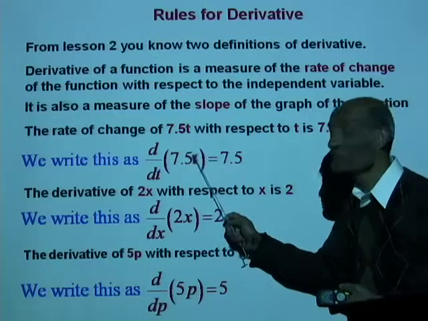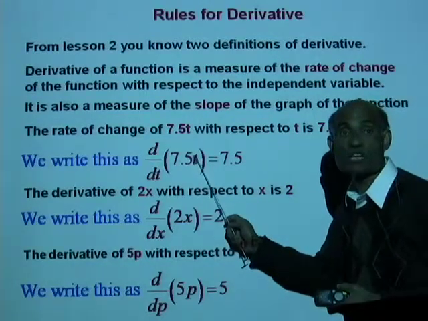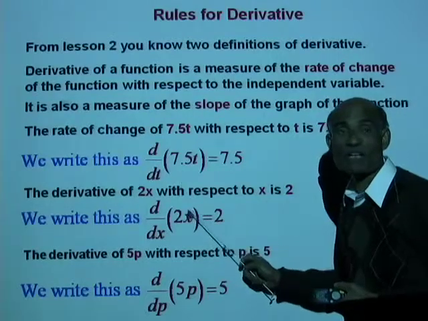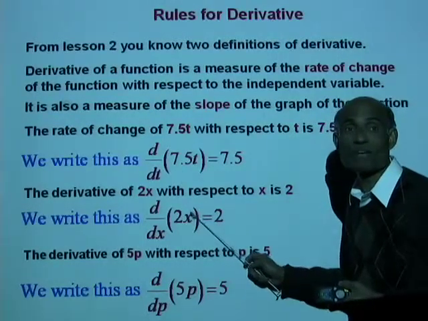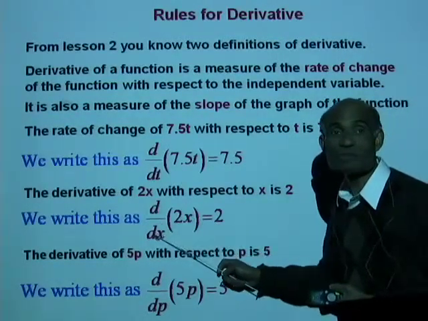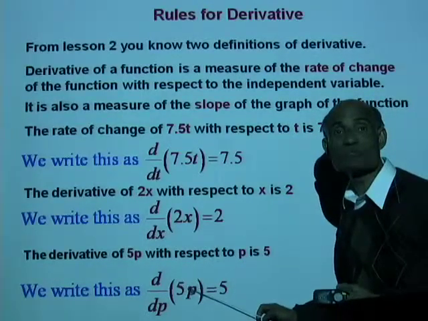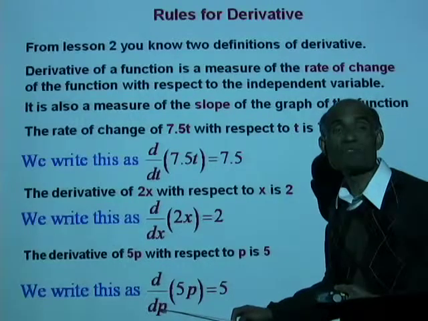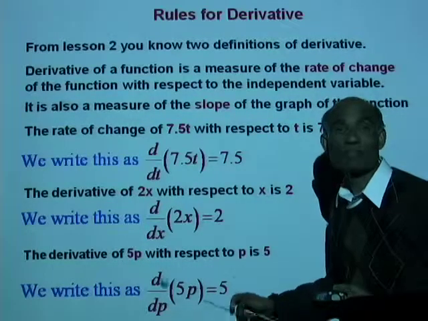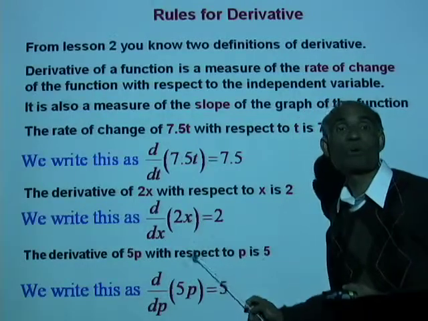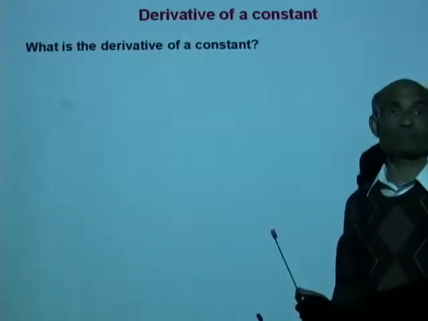In the first case, the independent variable is t. We take the derivative with respect to t. In the second case, the independent variable is x. We take the derivative with respect to x. In the third case, the independent variable is p. We take the derivative with respect to p. So, you know now how to find the derivative of simple functions like this.